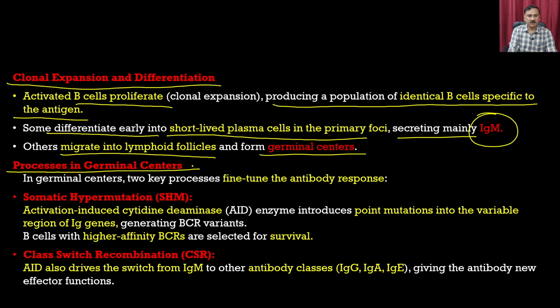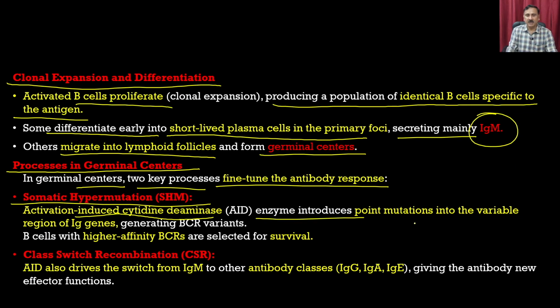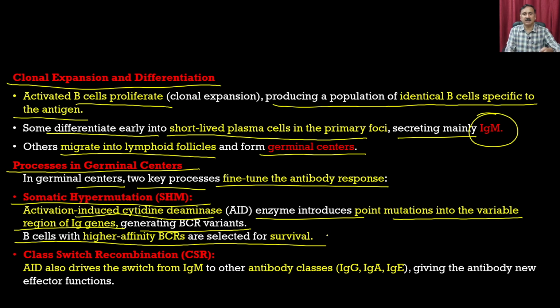Then what will be the process in the germinal centers? In the germinal centers, there are two key processes for fine-tuning the antibody response. In somatic hypermutation, the activation-induced cytidine deaminase enzyme introduces point mutations into the variable region of IgG, generating BCR variants, and all these B cells are selected against the antigen. Those that engage the antigen are going to survive, and then they are going to start producing IgG antibodies.